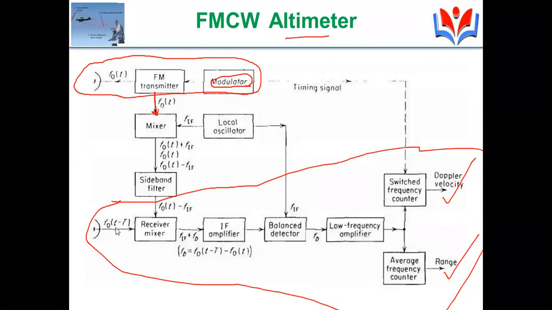And the received signal, f naught of t minus T, is taken here, and we go for the receiver mixer here. This receiver mixer will take the difference of this as well as the sum of this.